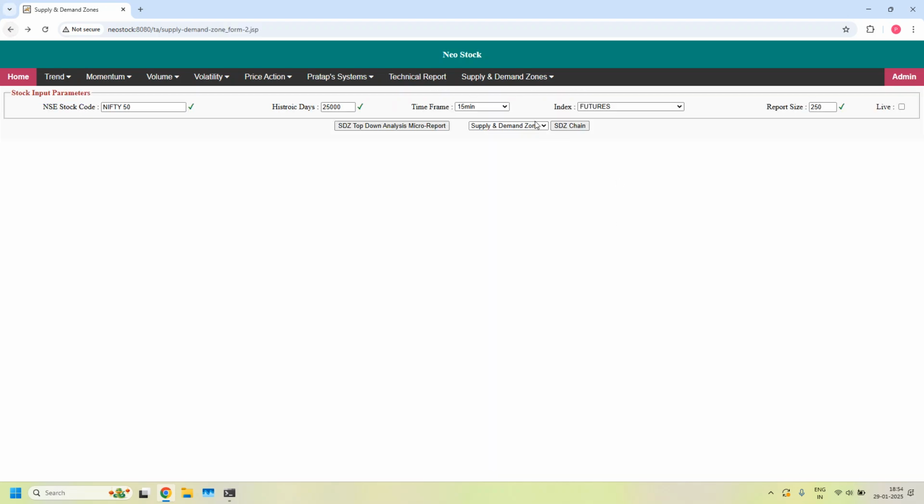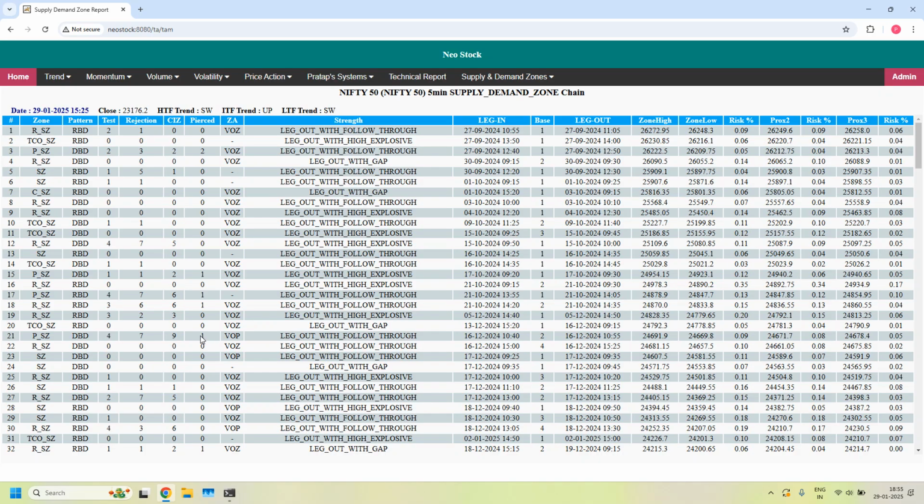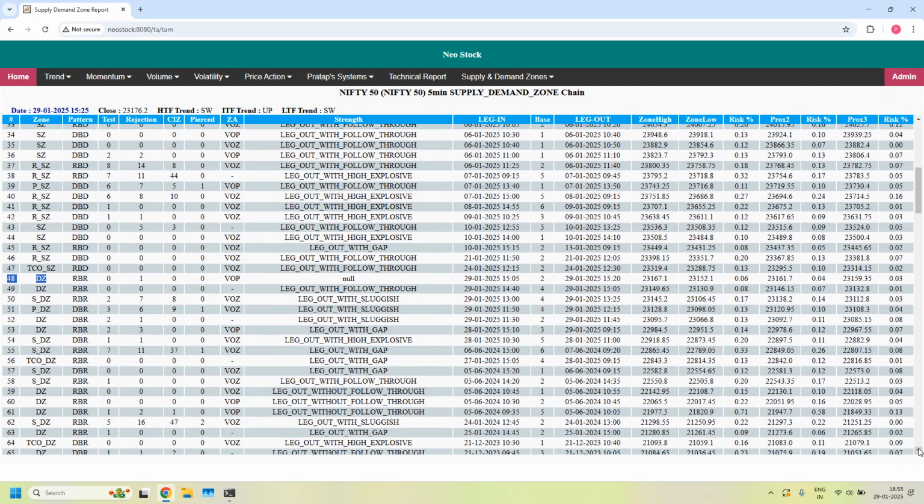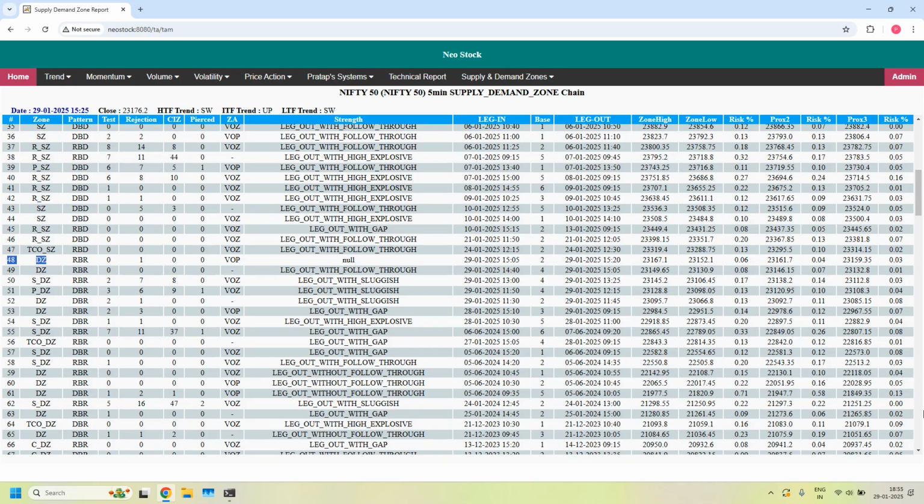Okay, next, 5 minutes supply demand zone chain for Nifty. All these are supply zones. I am scrolling the list down. 48 is the most recent demand zone to the current closing price. 47 is the most recent supply zone. So let me put it in the center. Okay. So this is about the Nifty supply demand zone chain.